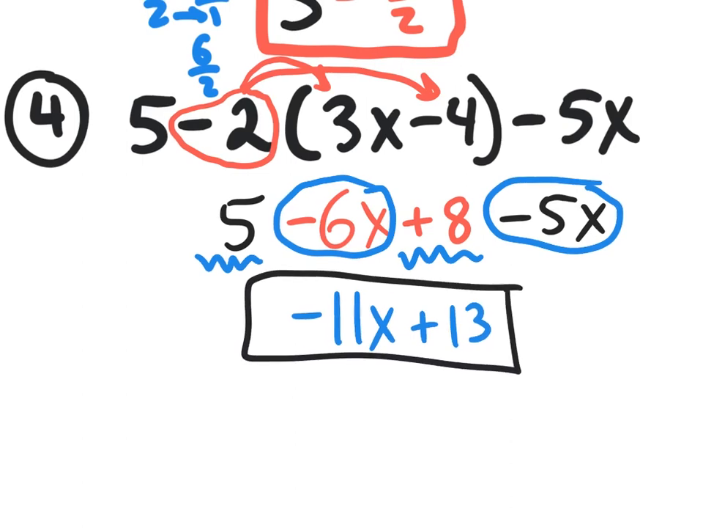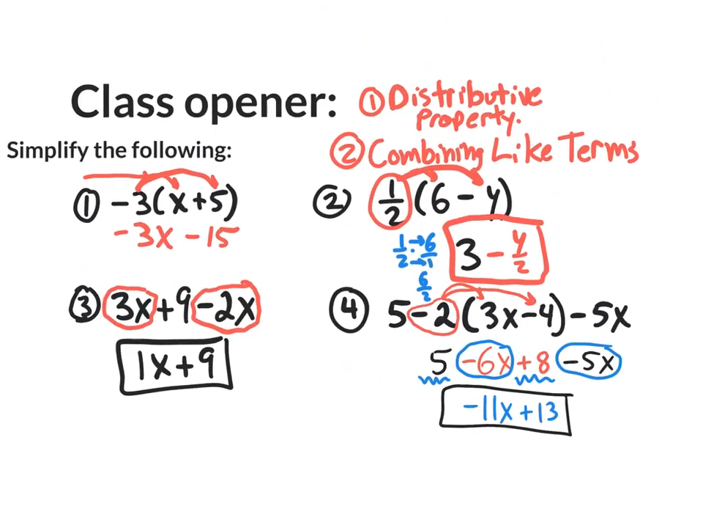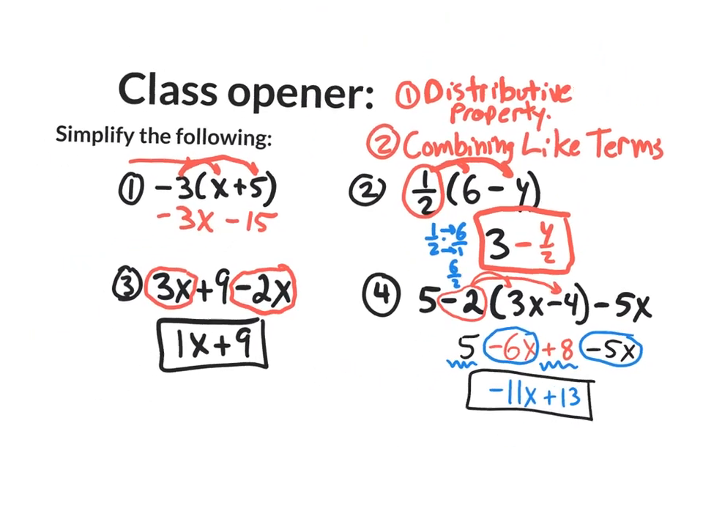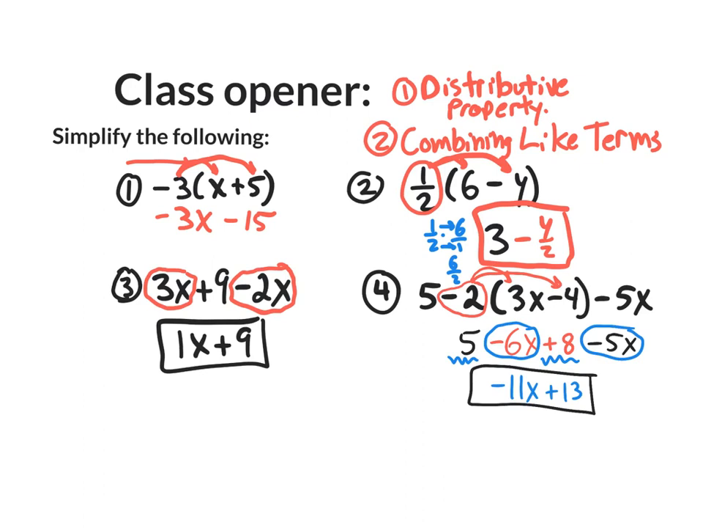And why did we do distributive property and combining like terms on this class opener? Because that's going to be step 1 on solving any equation on today's lesson. Step 1 is to do distributive property and combining like terms.